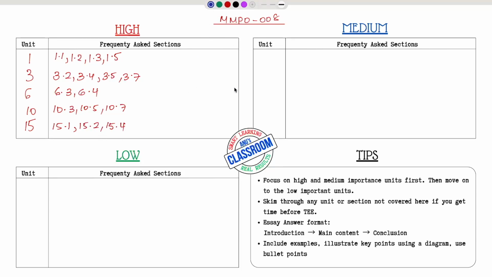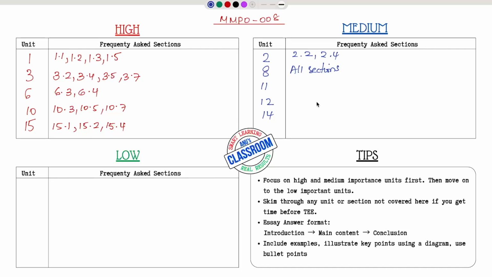Coming to the medium importance units, these include units 2, 8, 11, 12, and 14. From Unit 2, questions were mostly asked from 2.2 and 2.4. From Unit 8, actually all sections are important. The questions that have been asked from Unit 8 demand that you have an overall understanding of all the sections of Unit 8. So I am not telling you to skip any sections of Unit 8.